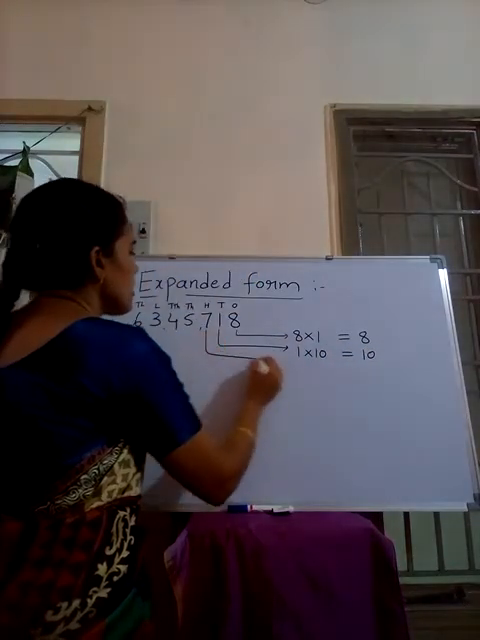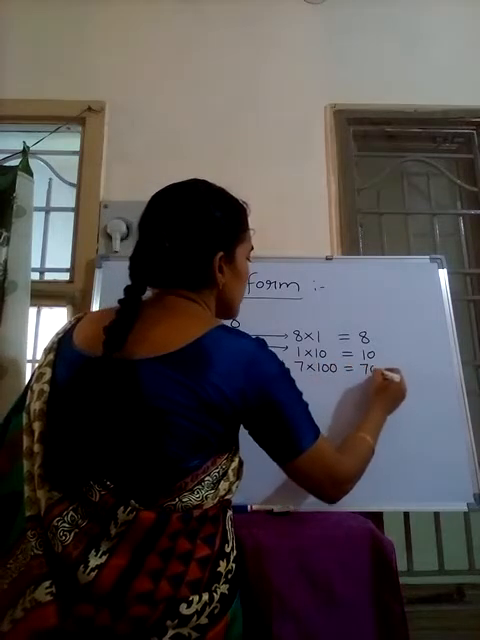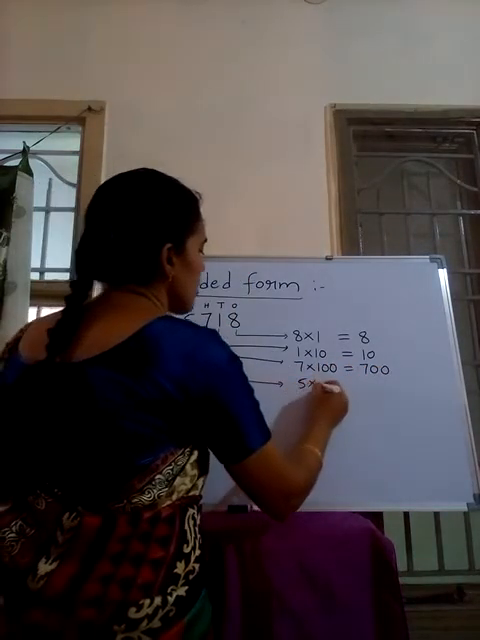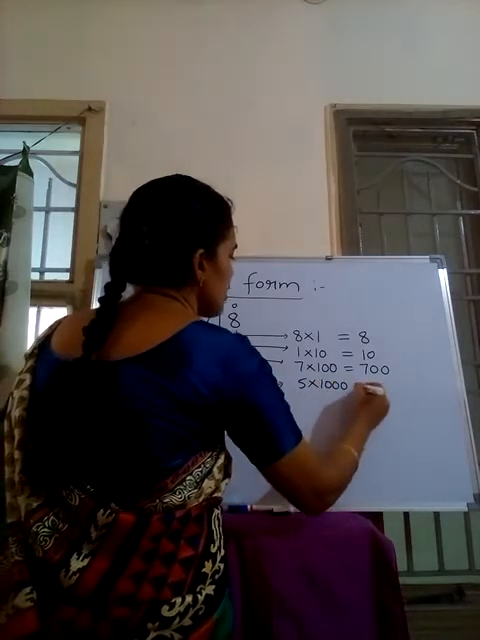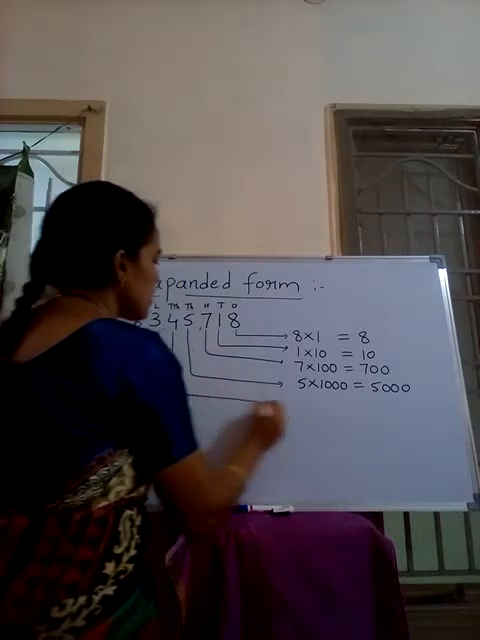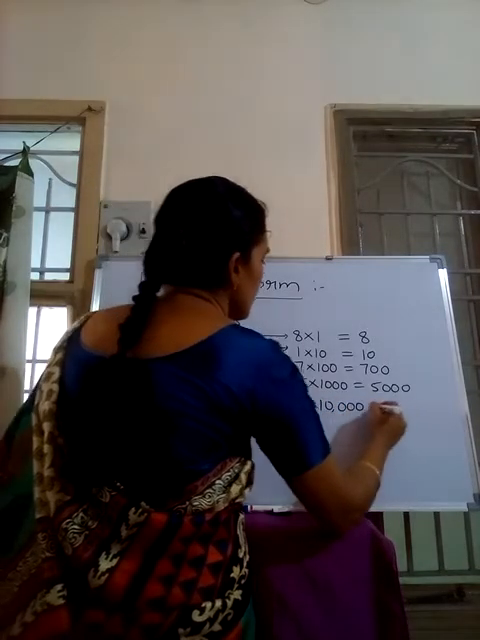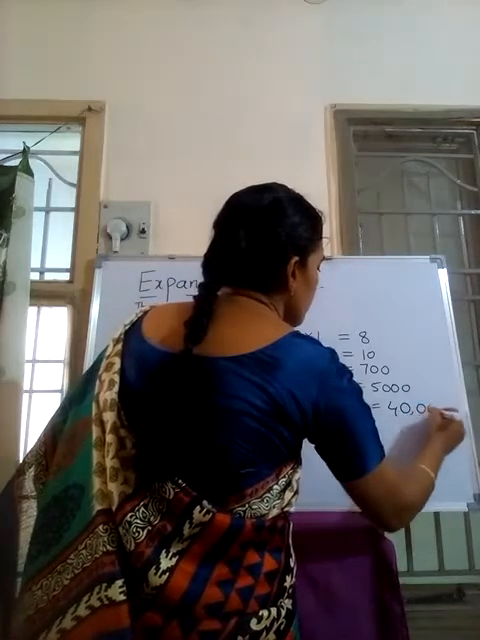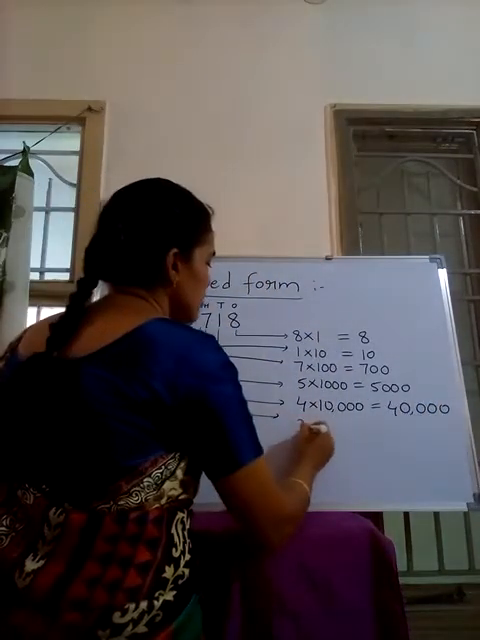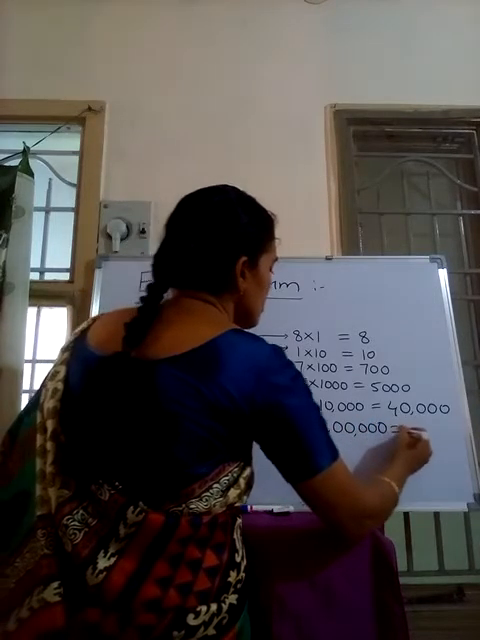7 is there in hundreds place. 7 into 100, that is 700. 5 is there in thousands place. 5 into 1000, that is 5000. 4 is there in 10,000 place. 4 into 10,000, that is 40,000. 3 is there in lakhs place. 3 into 1 lakh, that is 3 lakhs.